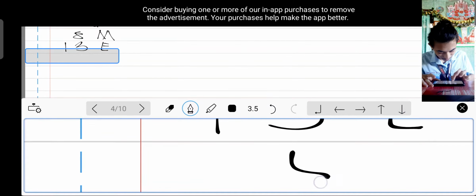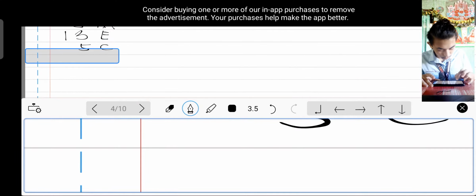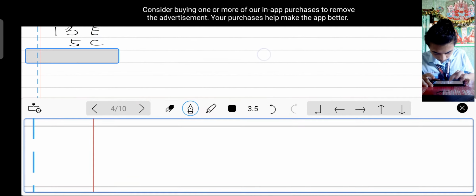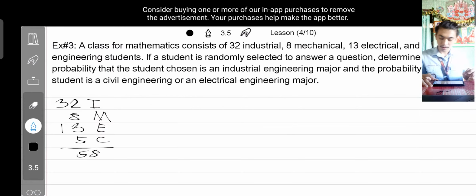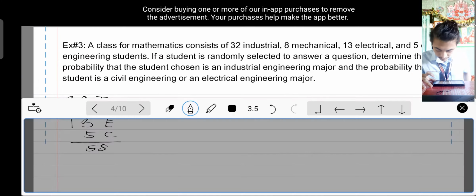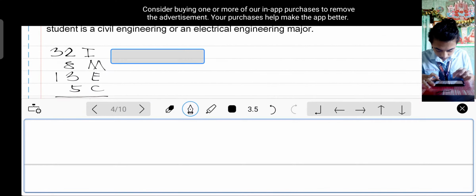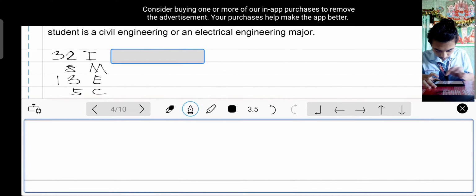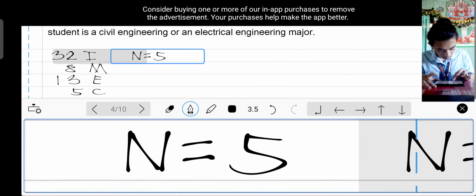And we have 5 civil engineering students, which will equal to 58 students. We add those students from 4 different classes. So we have 58 total students. Now, we can say that our N, or the total number, N is equal to 58.